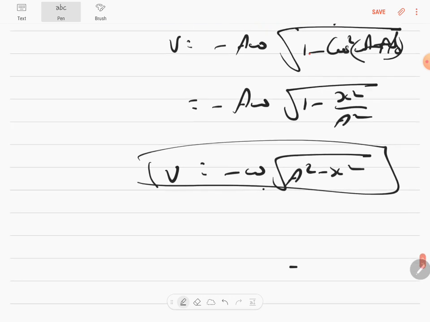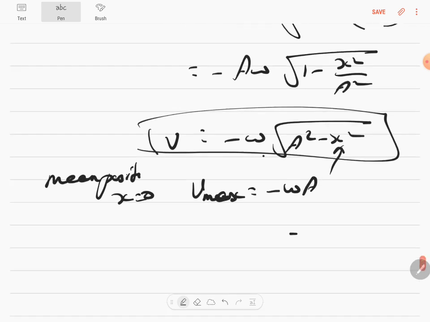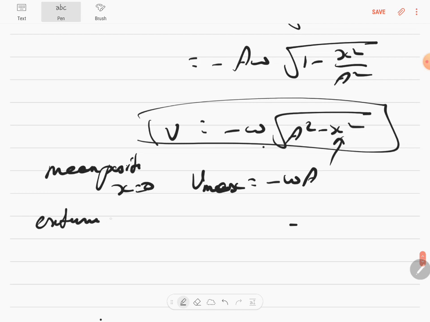You should memorize it. Velocity at the mean position: what is the meaning of mean position? The center position, x will be 0. You substitute x as 0, the velocity at the mean position will be maximum velocity, which is minus omega into a. At the extreme position, x will be plus or minus a. Substitute it, and you get v will be 0. That shows that v is minimum at the extreme position.